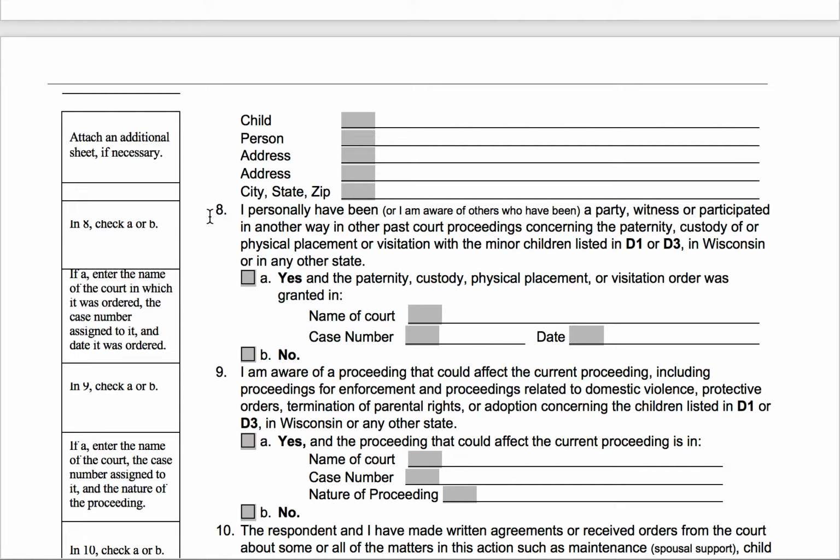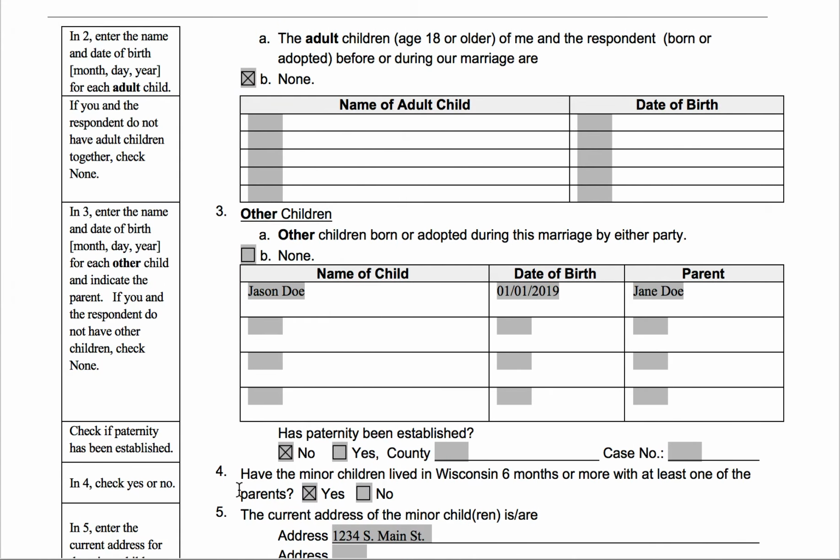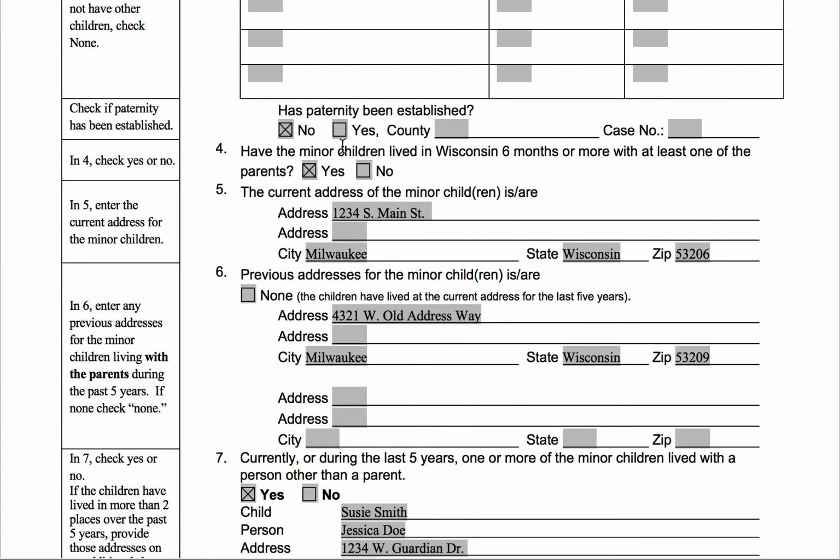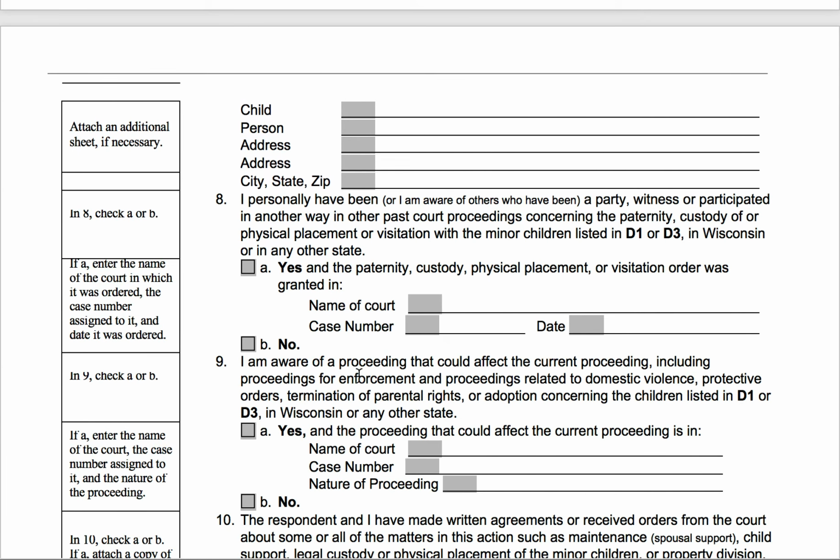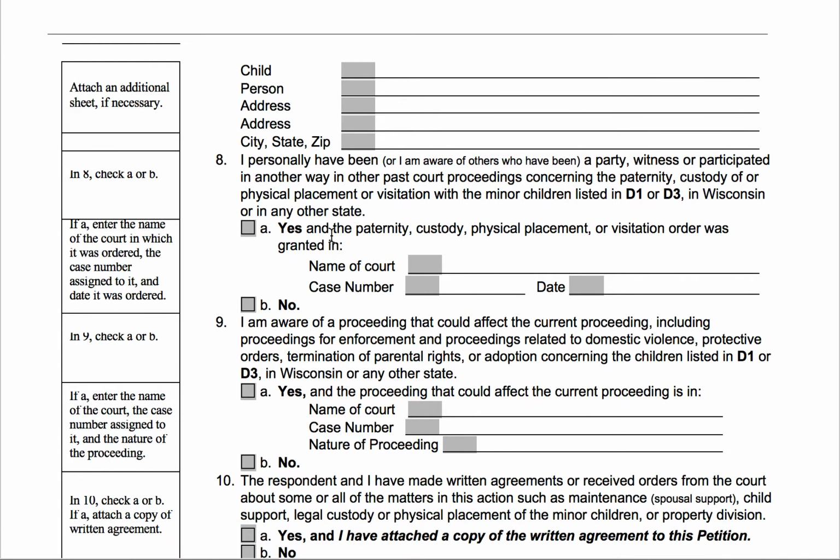Number 8 just wants to know if you are aware of any past court proceedings about paternity, custody, physical placement, visitation, any of that, for the children you and your spouse have together, or for these other minor children that were born. So if I had checked yes here, I would list that case here as well. Or for some people, maybe they weren't married when their children were first born, and so they had a paternity case that went through the courts. That would go here as well.